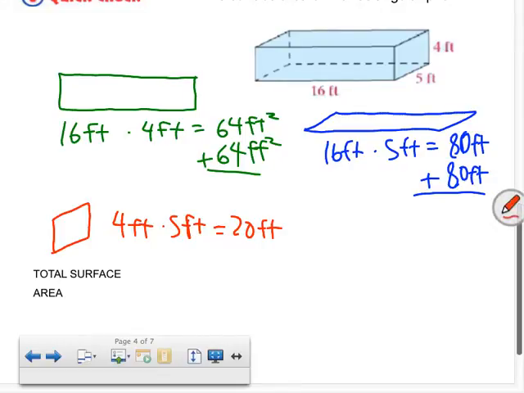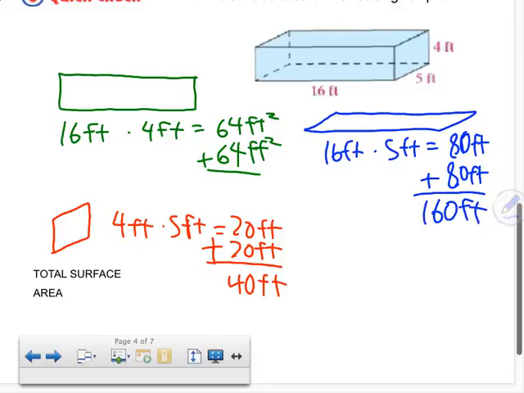So we have 2 of those faces, right? So that means for that face, the sides, the right and the left side, it's 40 altogether, right? Okay. And then for this one, we had 80 and 80, which is what? 160 feet. And then for the front and the back face, how much is that? What is it? 128 feet squared.